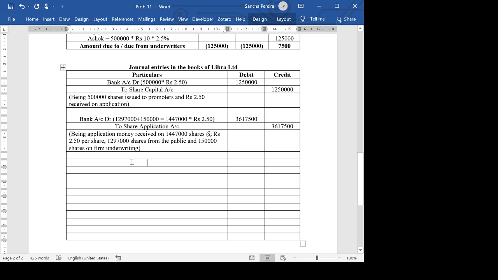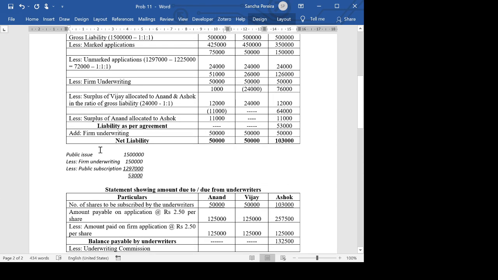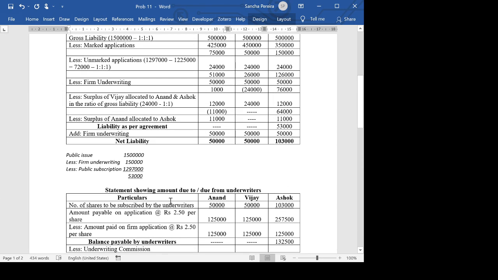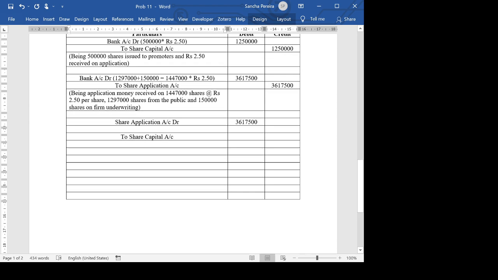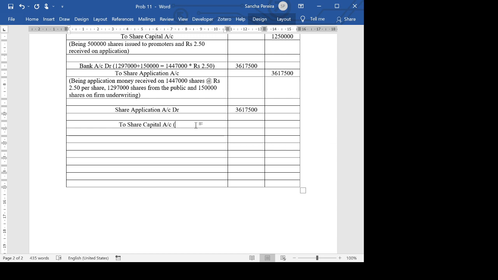And the next thing is transfer this to the share capital. Share application account debit to share capital account. Now we know in the share application we have 36 lakhs 17,500. In the share capital account, how many shares were issued to the public? 15 lakhs. The 5 lakhs we've already seen has been settled with the promoters. 15 lakhs has been issued to the public. So we transfer the entire 15 lakhs to the share capital account into rupees 2.50.